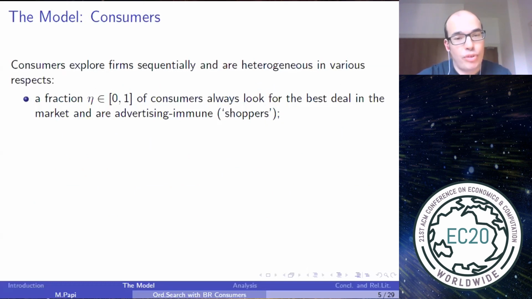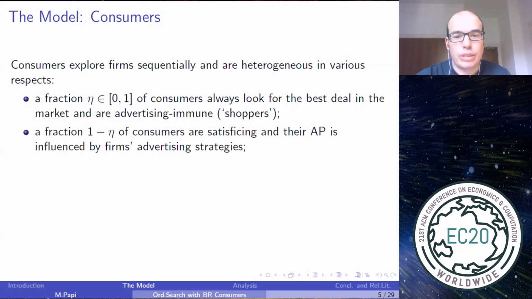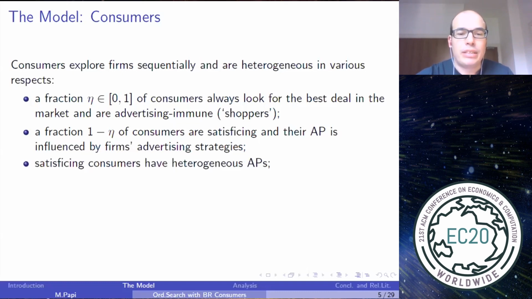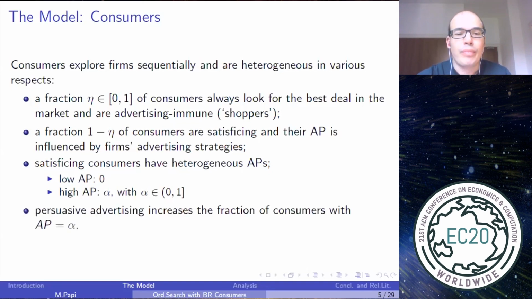Consumers, on the other hand, explore firms sequentially and are heterogeneous in various respects. A fraction epsilon of consumers always look for the best deal in the market and are advertising immune. We can think of these consumers as fully rational consumers, or, as the literature also refers to them, shoppers. A fraction 1 minus epsilon of consumers behave according to the pricing heuristic, and their aspiration price is influenced by firms' advertising strategies. Satisficing consumers are themselves heterogeneous in the sense that they can have heterogeneous aspiration prices. In particular, they can have either a low aspiration price equal to 0 or a high aspiration price equal to alpha, where alpha is an exogenous positive parameter. And persuasive advertising increases the fraction of consumers with a high aspiration price equal to alpha. In the next slide, I'm going to make precise how advertising affects aspiration prices.